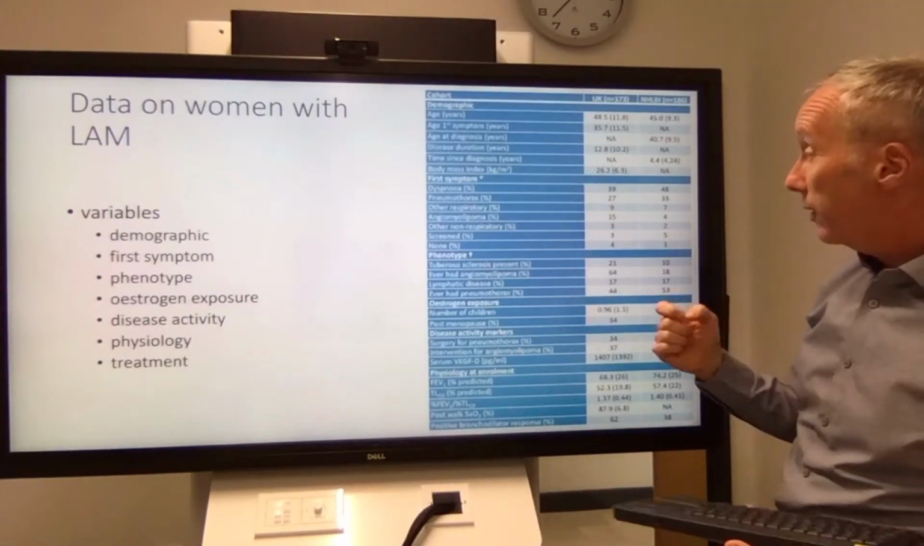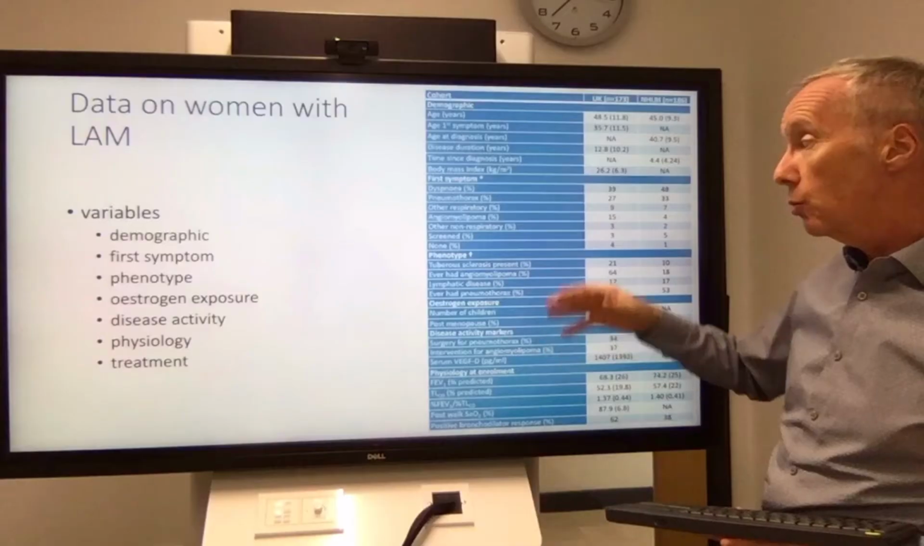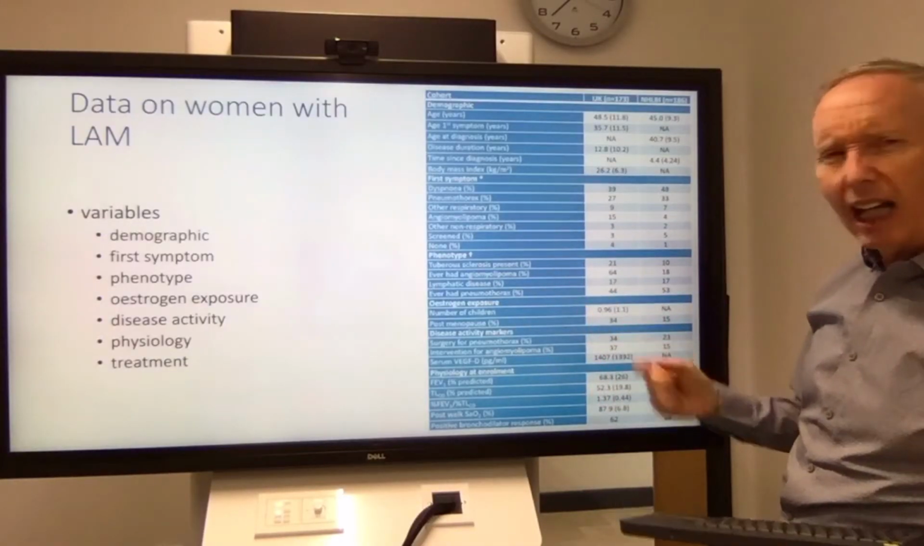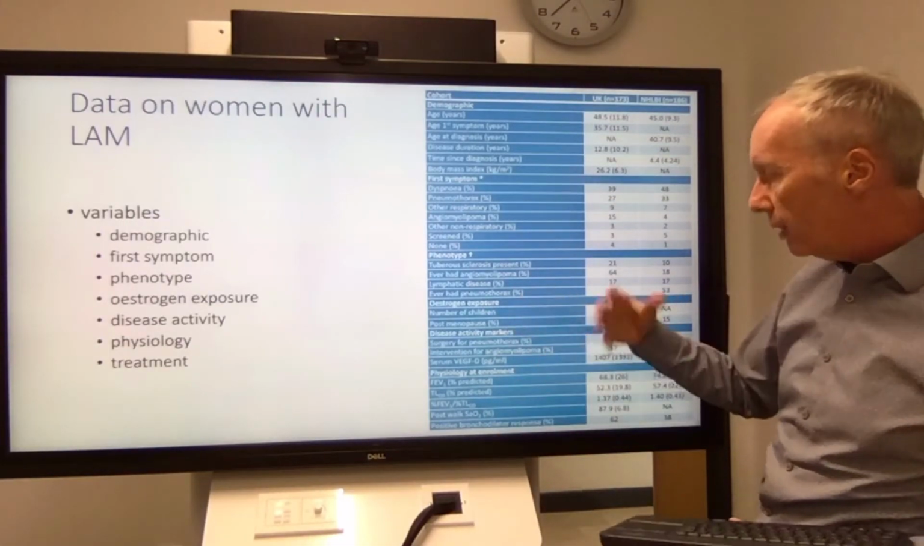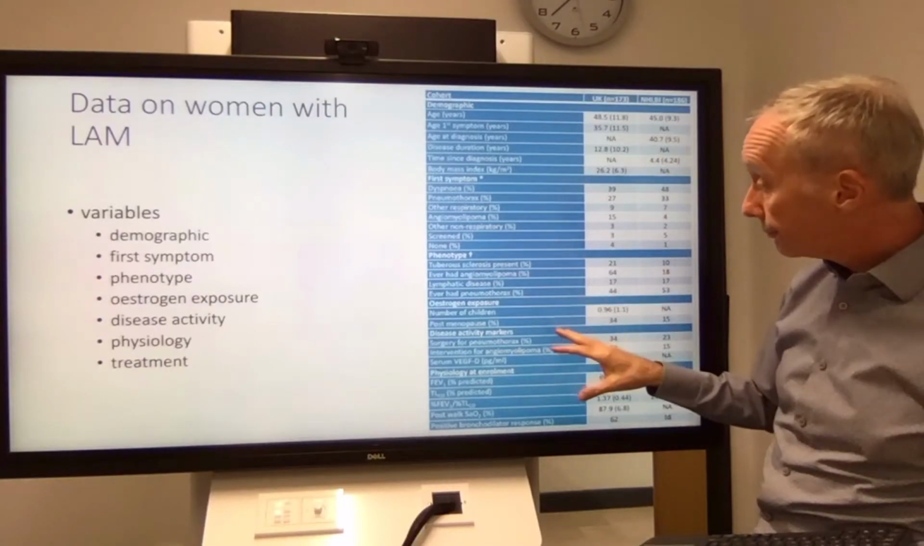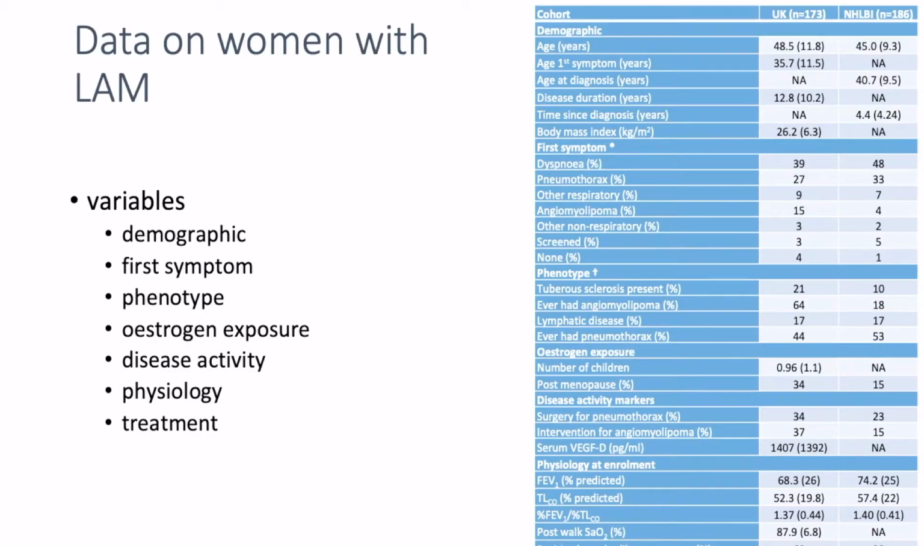So we started off with a lot of data. We had over 20 variables based around the age you were when you first got LAM, how long you'd had your LAM symptoms for, how you presented with LAM, whether you were breathless, whether you had a pneumothorax, or whether it was a kidney problem, whether you had tuberous sclerosis or lymphatic disease, how much estrogen you might have been exposed to in your lifetime, whether you were pre or post-menopausal, how many children you'd had, how active the disease was, so had you needed operations to fix pneumothorax, for example, what was your VEGF level, what was your lung function at baseline.